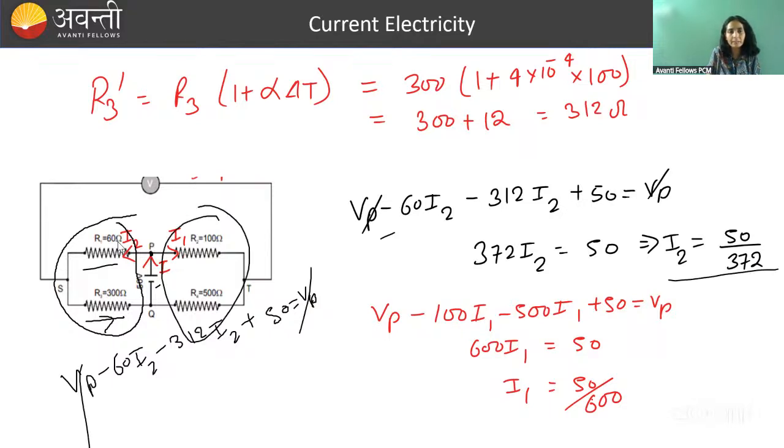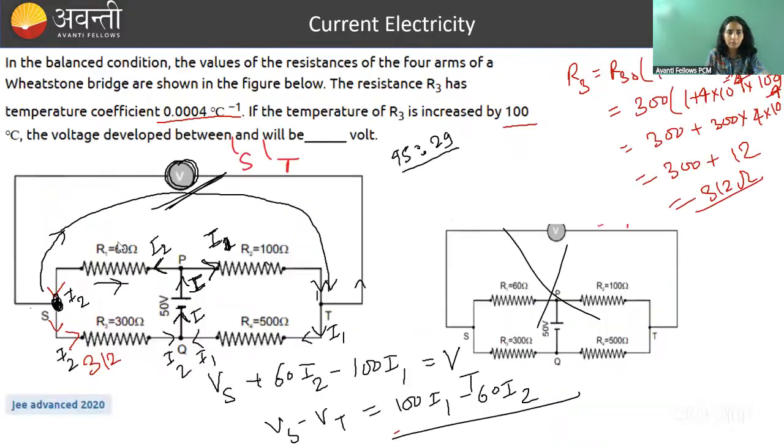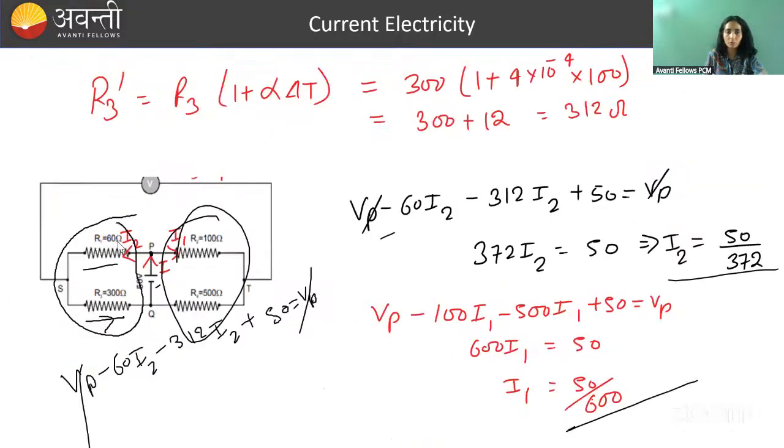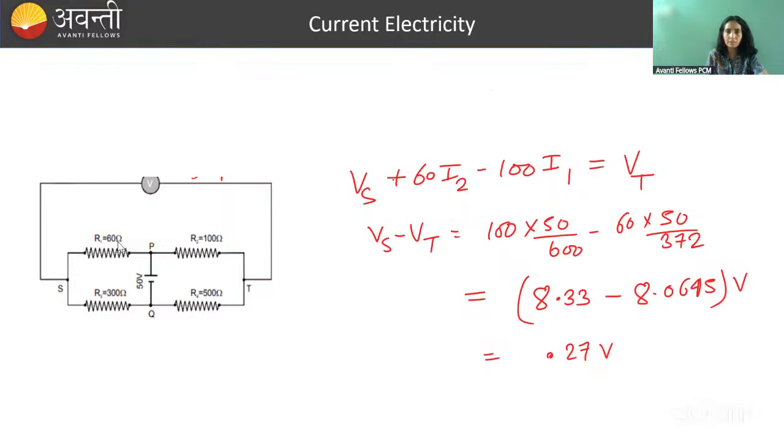Similarly we will write KVL in this, we will get I1, then we will put the value of I1 and I2 over here to calculate Vs minus Vt. So that also I have done here. Vs minus Vt is how much? 100 I1 minus 60 I2. So if you will put it, you will get this as the answer.